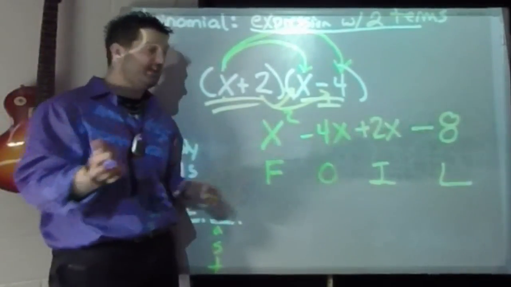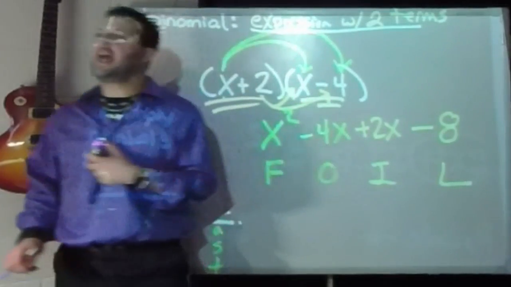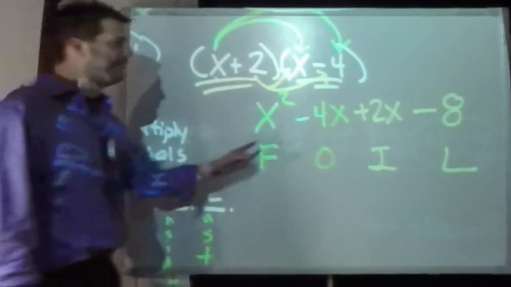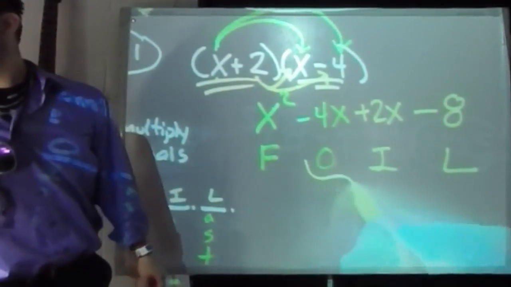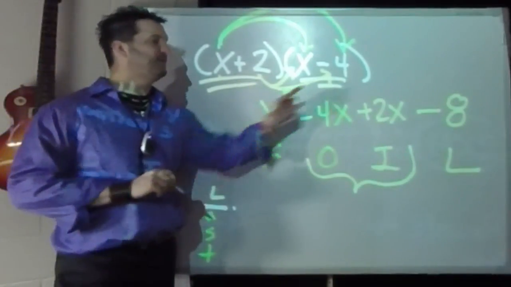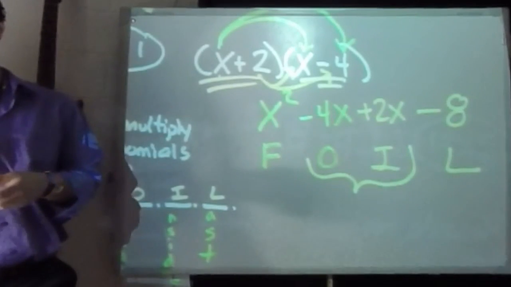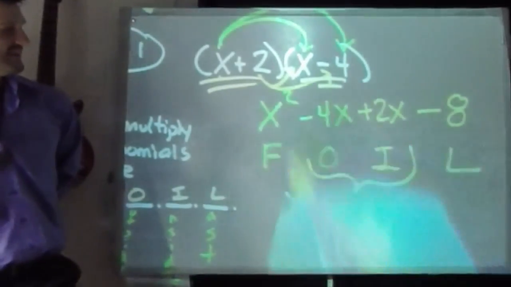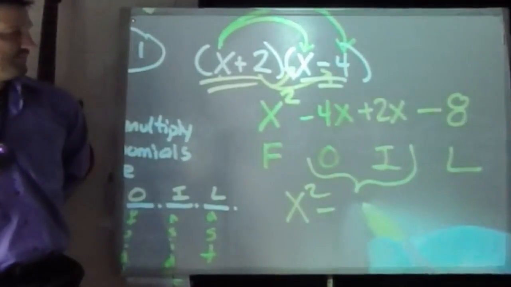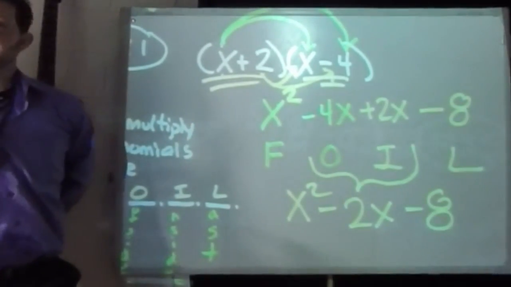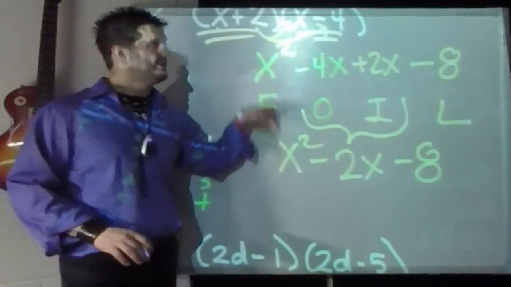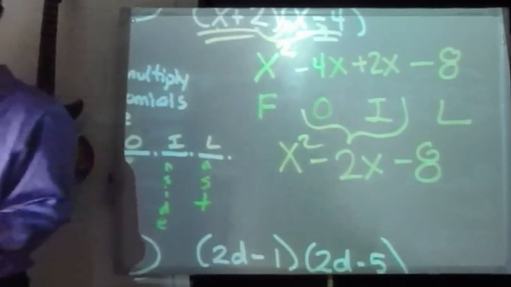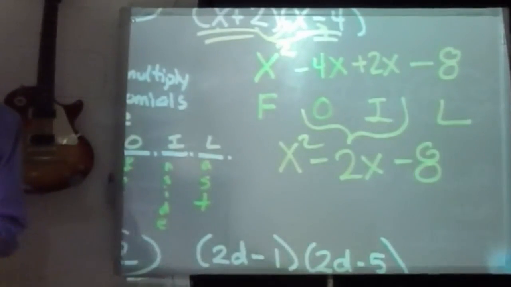So you end up with four multiplications: the F, the O, the I, the L. Now what happens 90% of the time, or maybe 99% of the time, is that the O and I are like terms. Look at them. O and I are like terms that get combined. The F and the L usually don't, they're different, but the O and the I usually go together. So what is negative 4 plus 2? Negative 2. So you get x squared minus 2x minus 8. And that is a trinomial. So you multiply two binomials, combine the middle two pieces, and you get a trinomial. And that's how it works. FOIL.